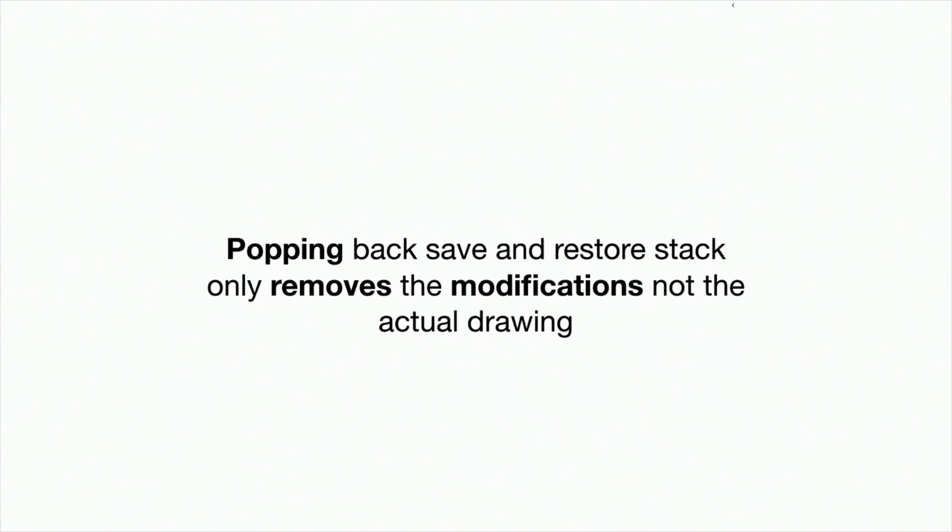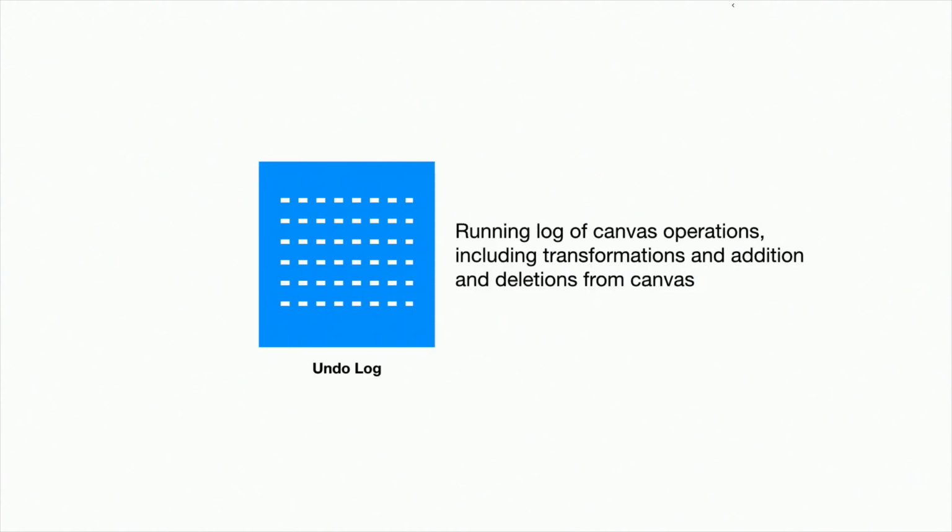The important thing to remember is that popping back the canvas save and restore stack is not actually removing any of the drawing. The drawing still stays. You have to keep that in mind, because it's not going to remove any of the drawing code that you have. It's just going to undo the transformations and modifications you did to the canvas transformation matrix. So yeah, I'm going to come to that later.